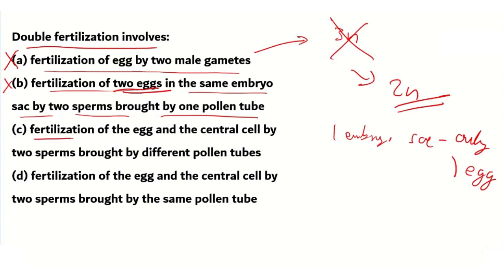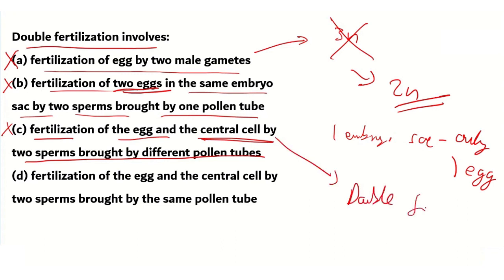What about option C, fertilization of the egg and the central cell by two sperms brought by different pollen tubes? This statement is incorrect. Now let's look at each part. The first part says fertilization of the egg and the central cell. Now this is what we refer to as double fertilization because both the central cell and the egg cell are getting fertilized by two sperms. The second part of this, however, is incorrect: brought by different pollen tubes. The correct answer is by the same pollen tube because one pollen grain contains two male gametes, and so when the pollen grain expands to form the pollen tube, the two gametes are present in the same tube.